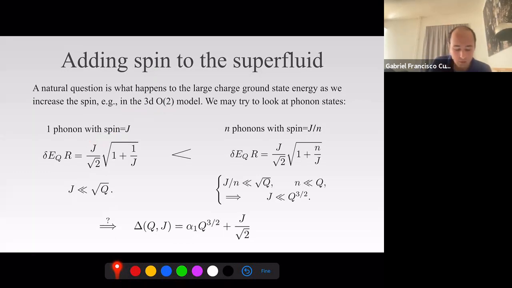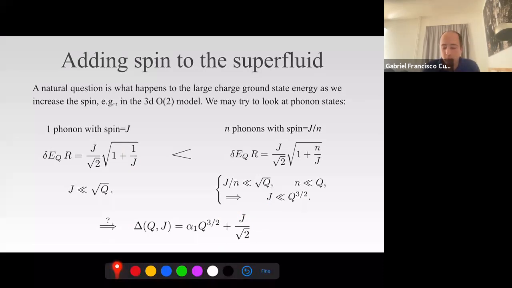So you can take a single phonon with spin J, or n phonons with spin J over n. The first case is more favorable, but it is valid in the EFT only for spin much smaller than the cutoff, which is square root of Q. And phonons, you can sprinkle them over the sphere. So you can go a bit beyond the square root of Q. Actually, you can go up to J of order Q to the 3/2. So you might be tempted to conclude that this is your answer for the minimal energy states at large charge and large spin, for J much smaller than Q to the 3/2.